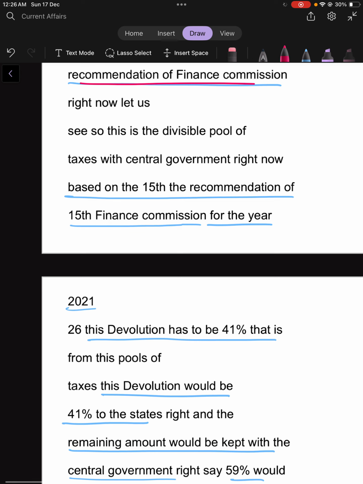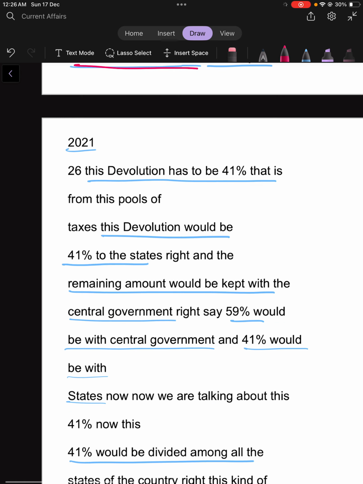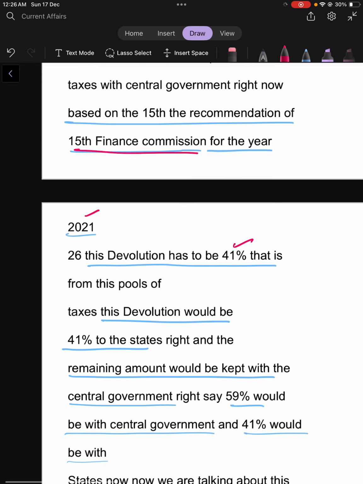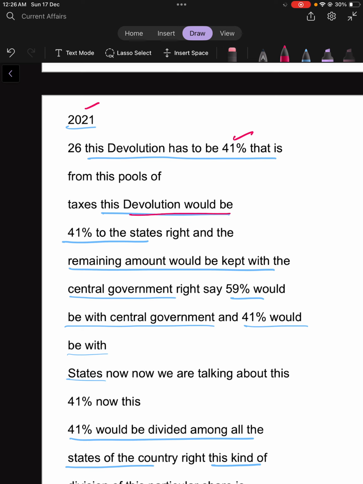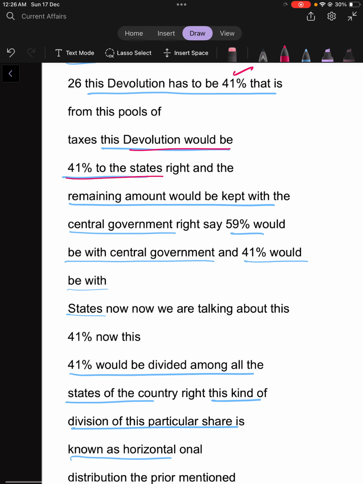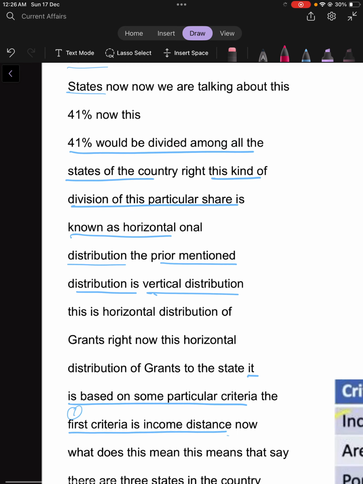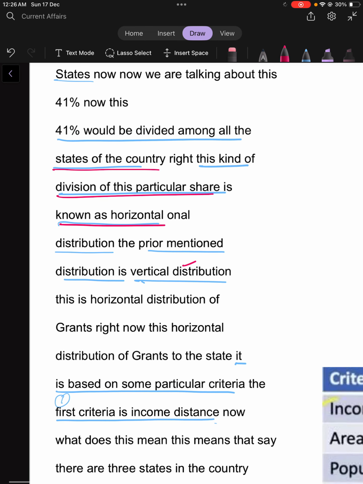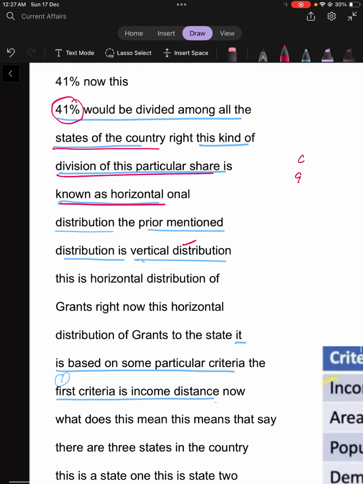For the 15th Finance Commission, for the year 2021, the devolution is 41%. That is, devolution would be 41% to the states, and the remaining amount, 59%, would be kept with the central government. The 41% would be divided among all the states of the country, and this kind of division of this particular share is known as horizontal distribution, and the earlier mentioned distribution between center and state is known as vertical distribution.